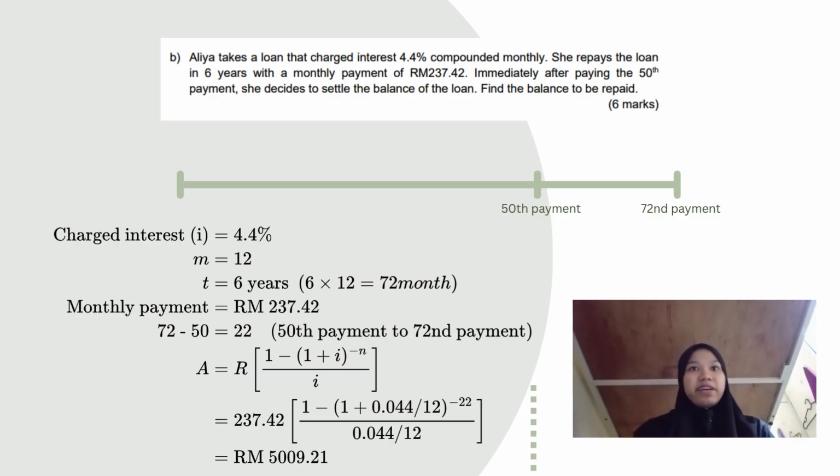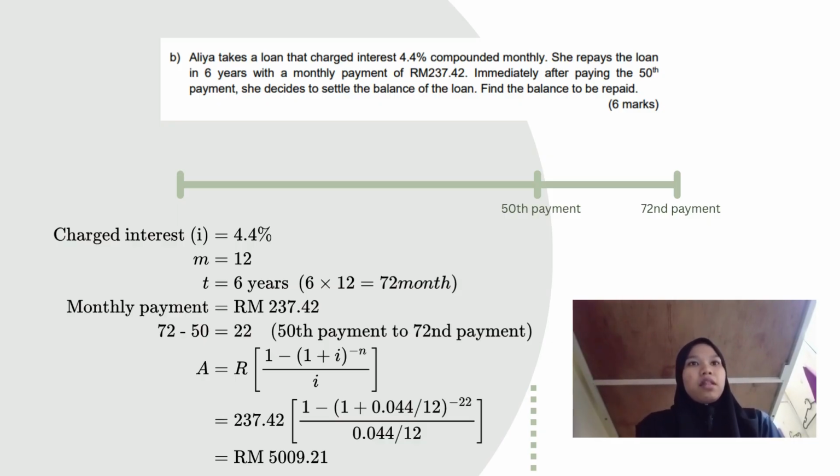Next, question B. Alia takes a loan that charges interest 4.4% compounded monthly. She repays the loan in 6 years with a monthly payment of 237 ringgit 42 cents. Immediately after paying the 15th payment, she decides to settle the balance of the loan. Find the balance to be repaid.